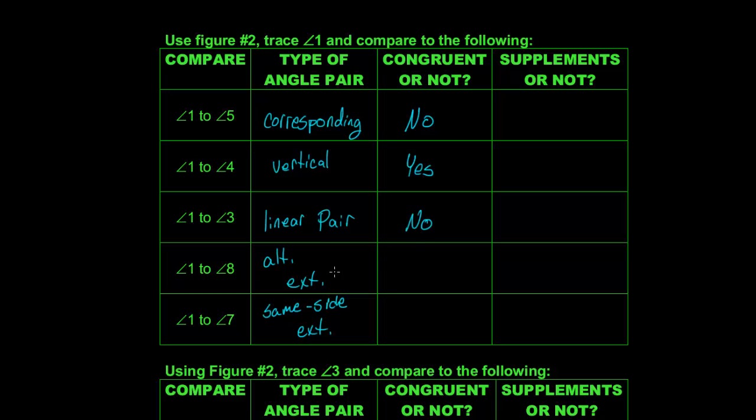Now let's look at 1 to 8. You could say, well, that's fairly close, but we know that 1 to 5 is not. 5 and 8 are vertical pairs, or the bow tie, 5 and 8, vertical pairs. So 5 and 8 will be congruent. So if 1 and 5 are not congruent, 1 and 8 cannot be congruent.